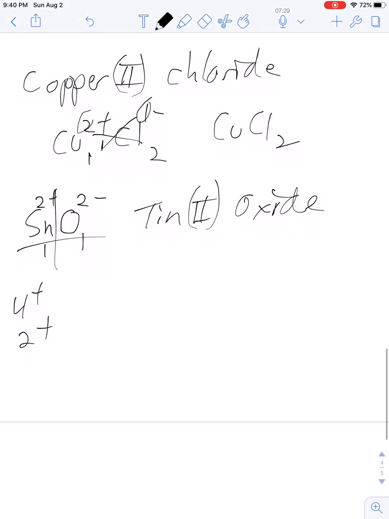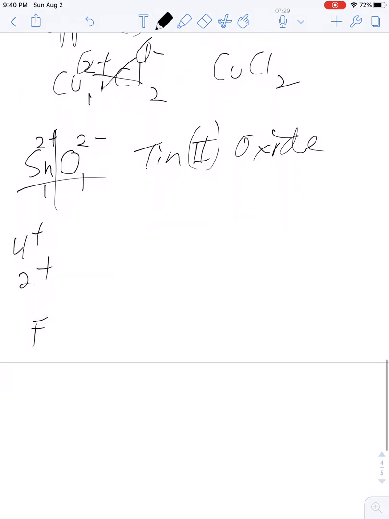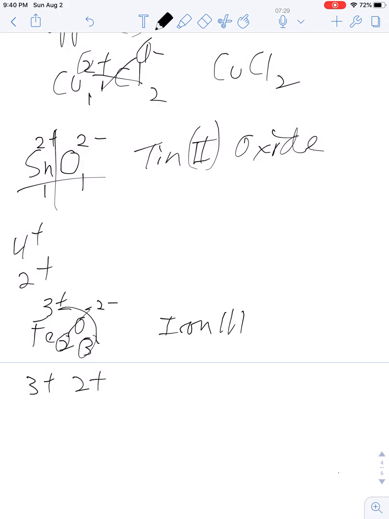How about this one? So name the metal, that's iron. Now, can iron be more than one charge? Yeah, it can be a 3 plus or a 2 plus. So then reverse the crisscross. So 3 would go up here, 2 would go up there, so it would be iron 3 oxide. Okay.